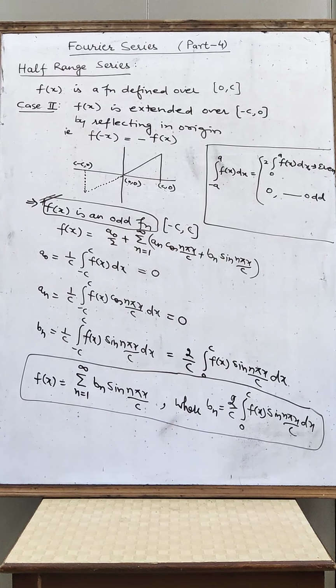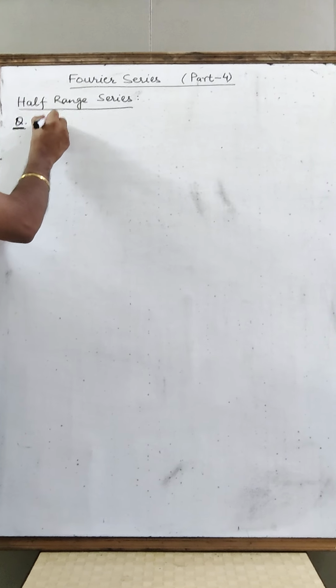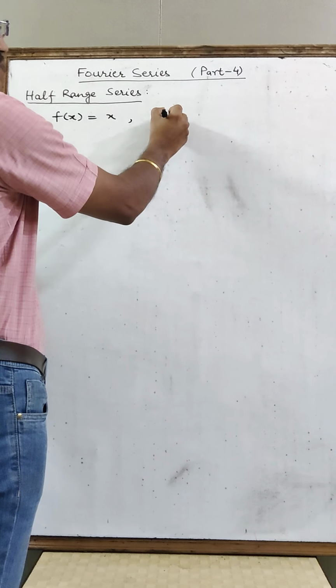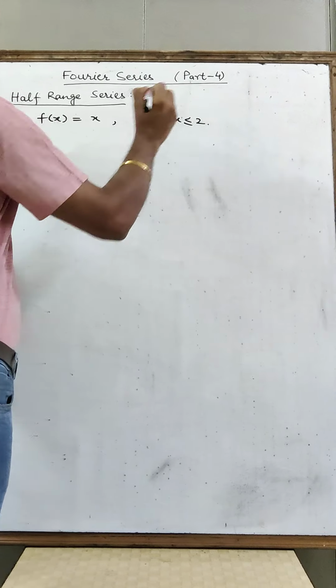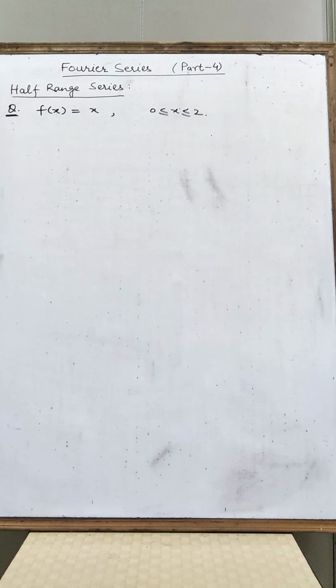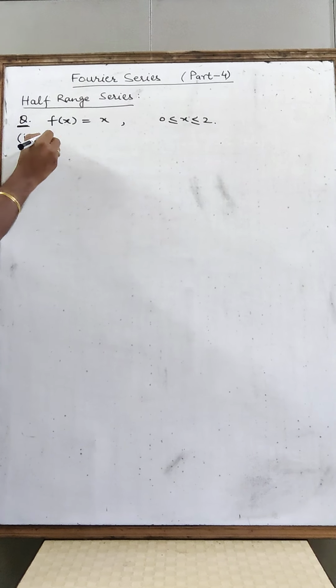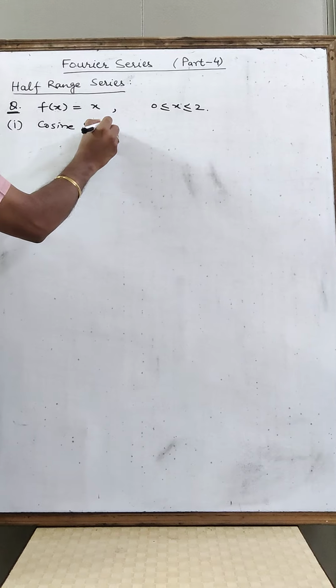So we will take one more example for it. Now suppose f of x is equal to x over the interval from 0 to 2. So first we have to find its cosine series.